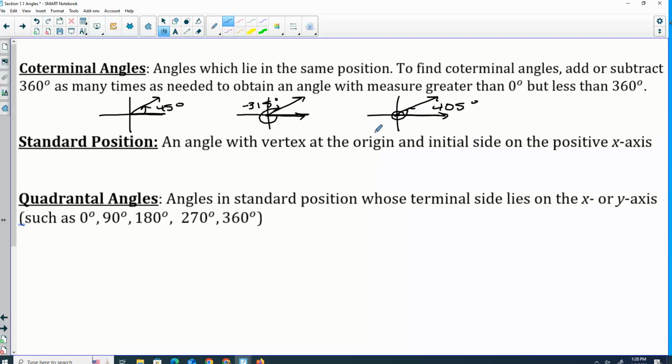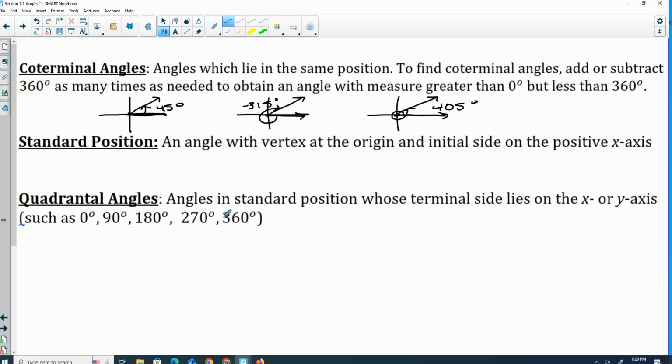The terminal side ends at the same spot. That's coterminal. We prefer to get a number between 0 and 360. So to do that, we would just add or subtract 360. If you have negative 315 and you add 360 to it, you get 45. If you had 405 and you subtract 360, you get 45. What I just drew up here, these are what are called standard position, where your vertex is at 0, 0, and your initial side is the positive x-axis.